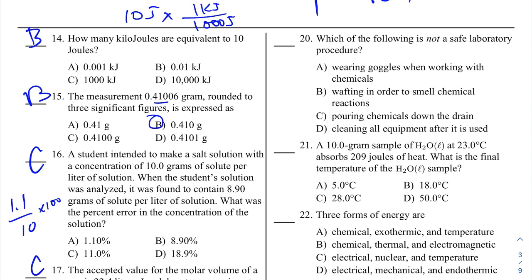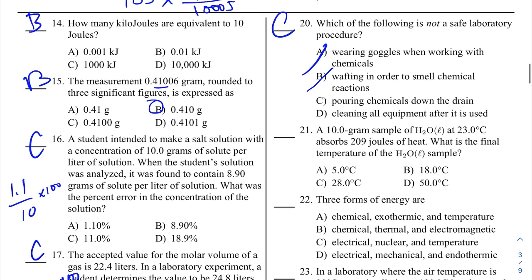This is the same question? Oh, no. Which is not lab safe? Wearing goggles is safe. Wafting is safe. Pouring them down the drain is not safe. Because you can't always assume that things going down the drain should go down the drain.